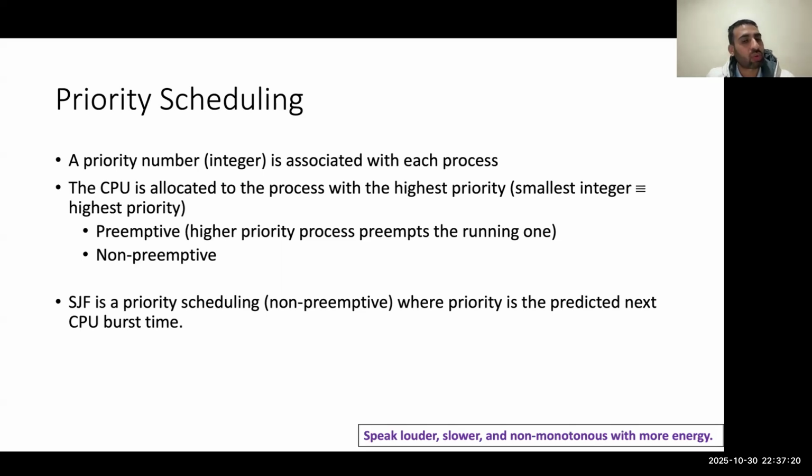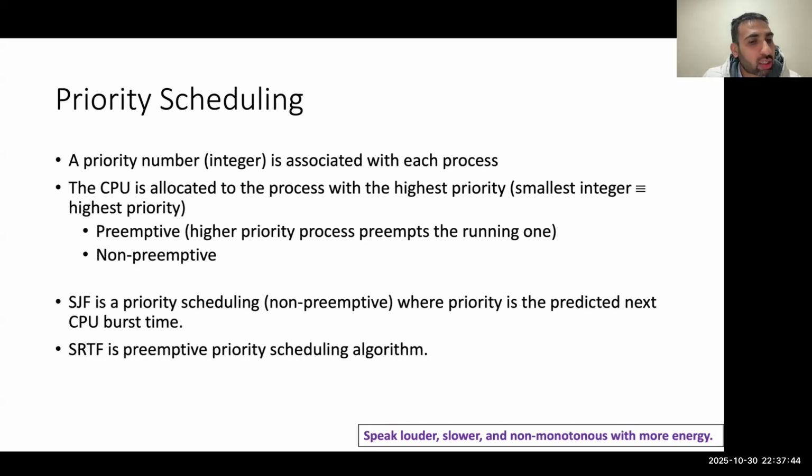However, shortest job first was non-preemptive. So for example, if process A is running and its remaining CPU burst is, let's say, 10 time units, and then process B becomes ready and the CPU burst of process B is 5 time units, process B will not preempt process A. Process A will complete its execution, right?